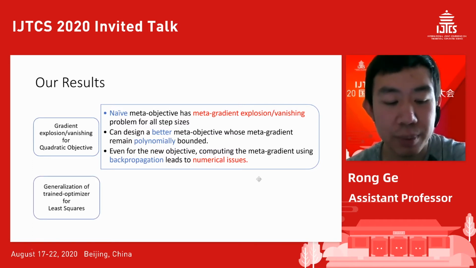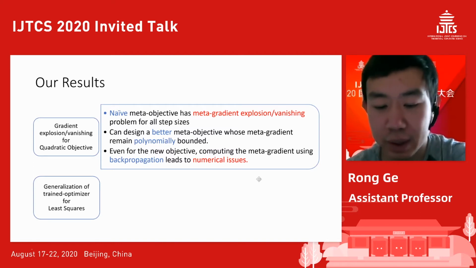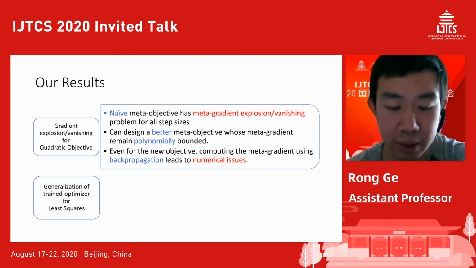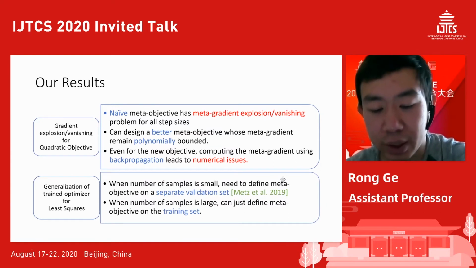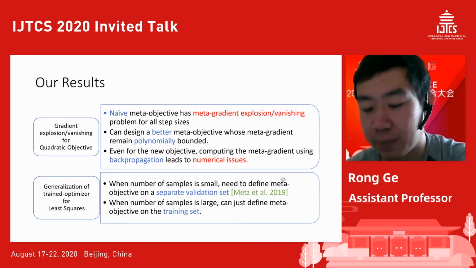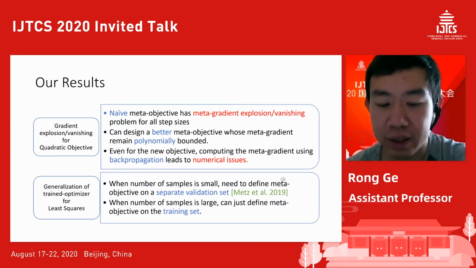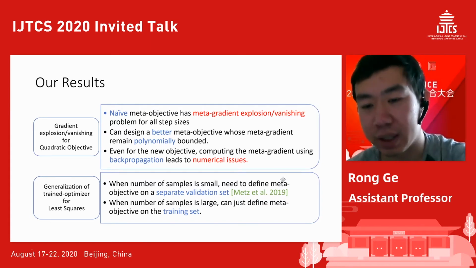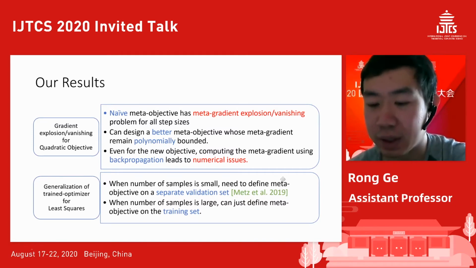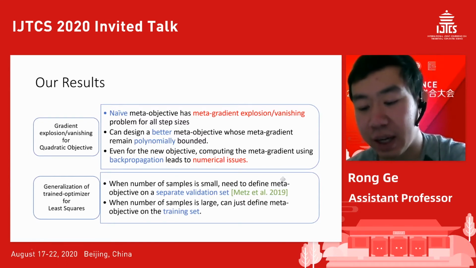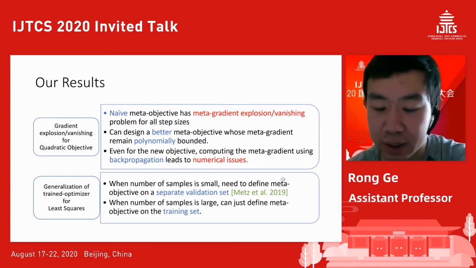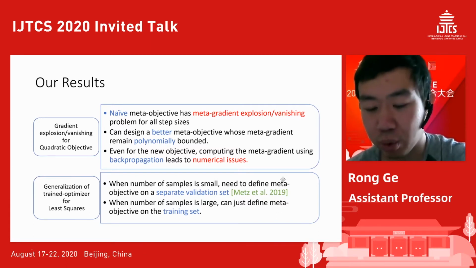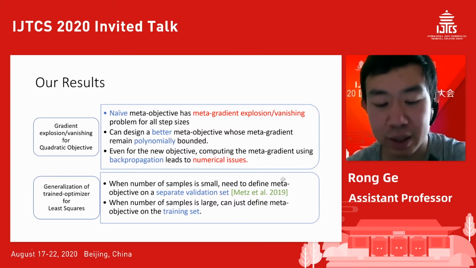We also study the problem of generalization for trained optimizers. So in this case, we use a least squares objective. What we can show is when the number of samples is small, you cannot just define your meta objective on your training set. If you do that, you are going to overfit, and the trained optimizer is not going to have good generalization performance. Instead, you need a technique that was introduced last year. So you need to define the meta objective on a separate validation set. We will get into details later.